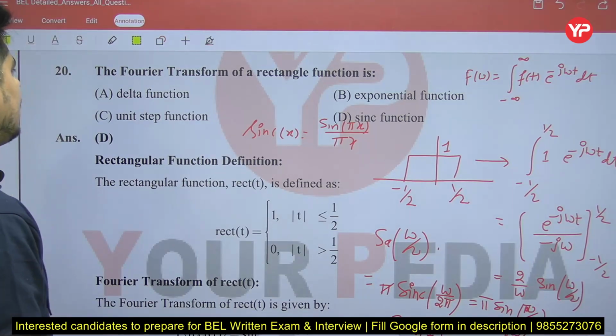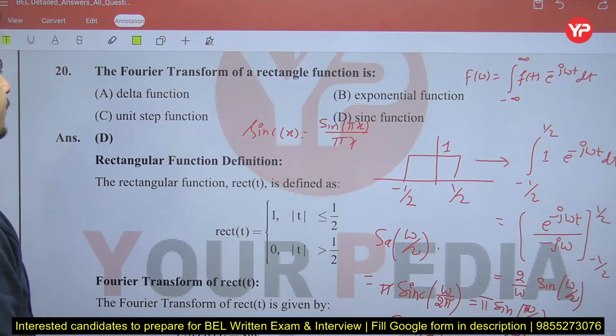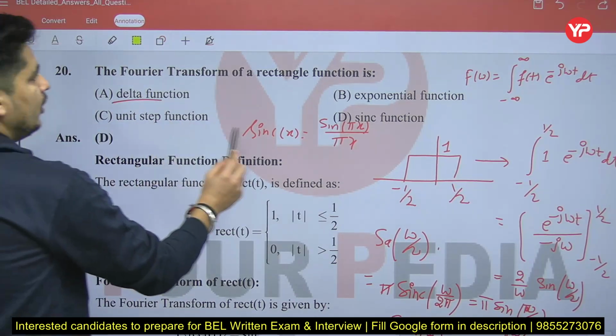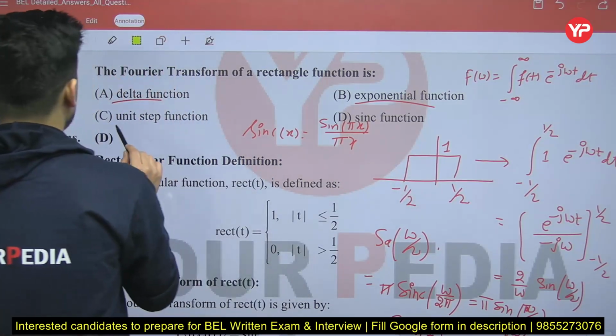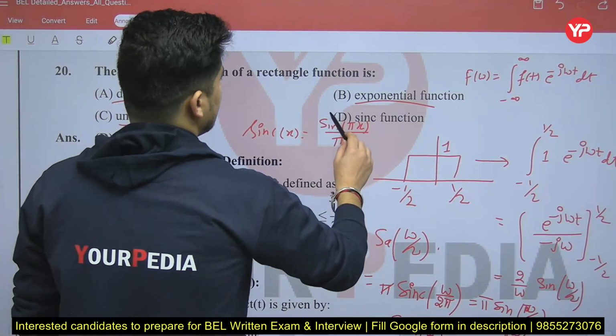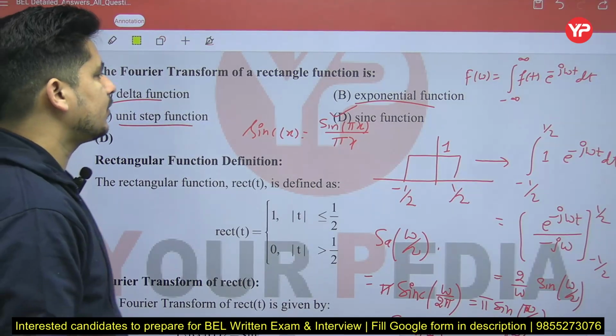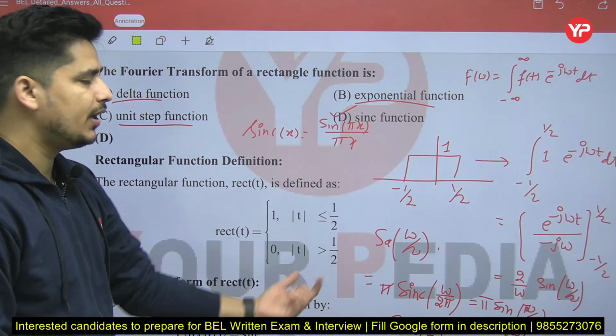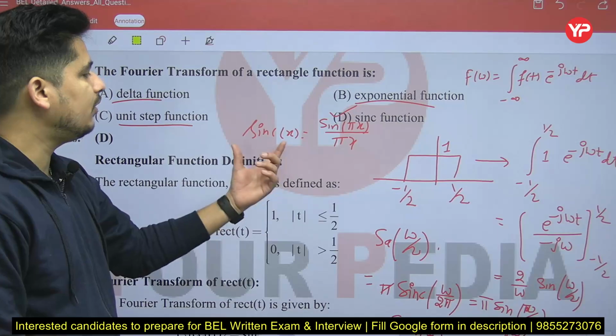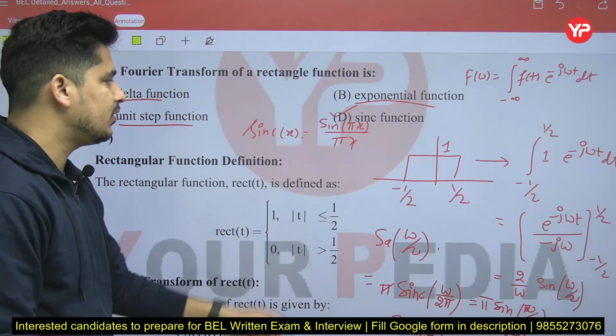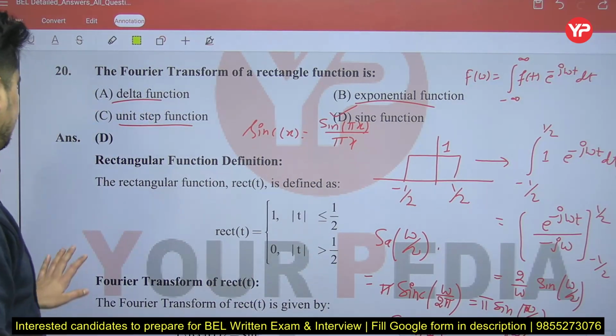So basically, from the options, what will be the answer? Delta function? No. Exponential function? No. Unit step function? No. It is a sinc function. So the Fourier transform of a rectangular pulse will be a sinc function, or a sampling function. Whichever is given, you can put that answer. Next.